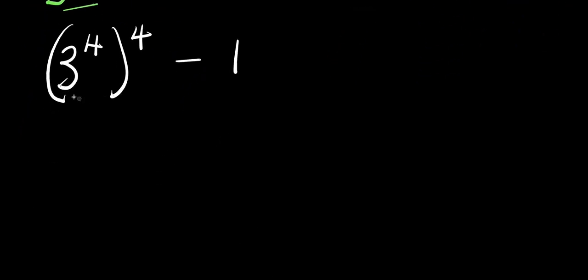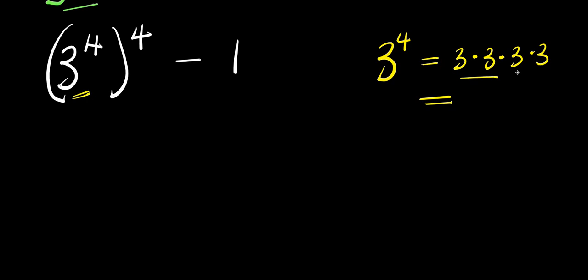And from here, 3 to the power of 4 is 3 times 3 times 3 times 3. And from here, 3 times 3, 9, 9 times 3, 27, 27 times 3, that is 81. So we have 81 to the power of 4 minus 1.